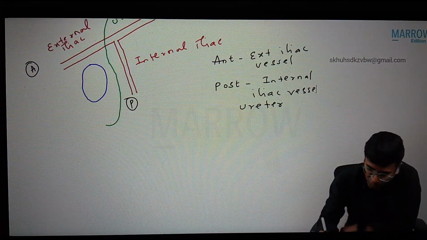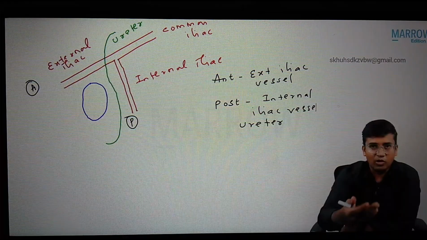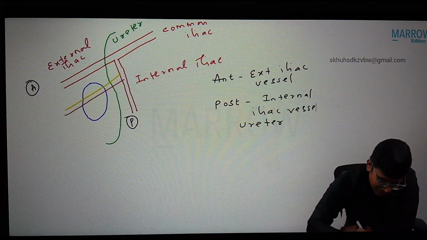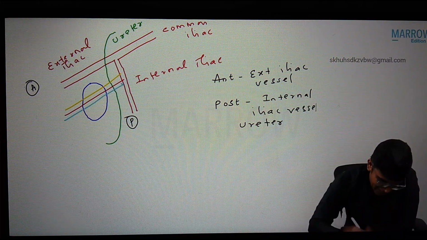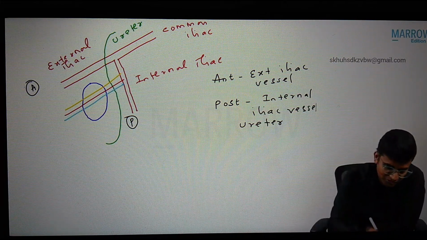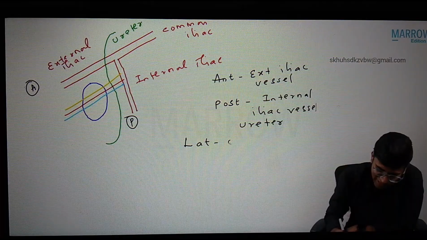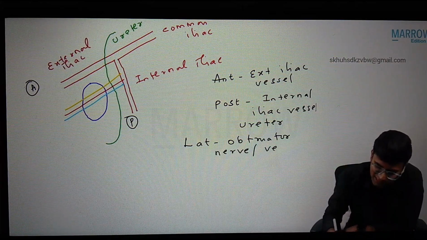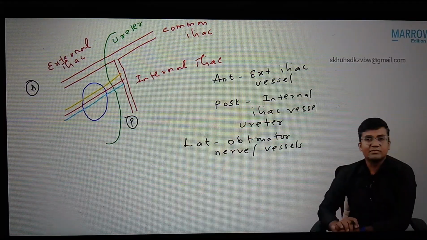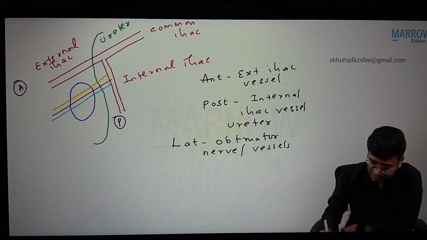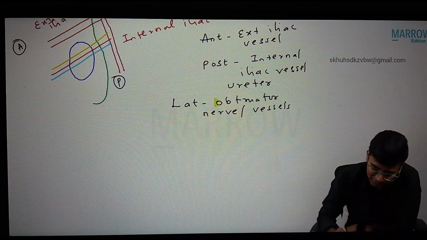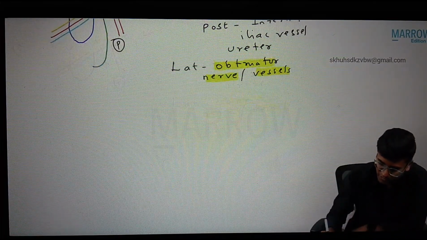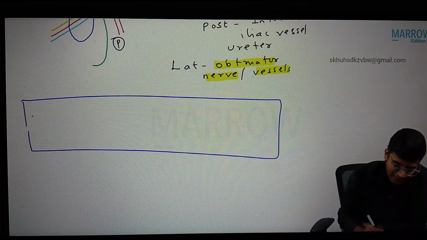Okay. Now, one more structure that is on the lateral wall. In the lateral wall, we have obturator artery, obturator vein, and the obturator nerve. So, lateral wall, we have obturator nerve and vessels. Now, why do we have to know this relation? Obturator nerve and vessels. Now, obturator nerve, please put one small box and then write.